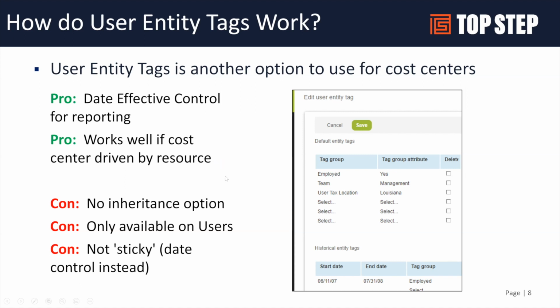The con is it's not a sticky value. So if you make a change, it will change everything in that date from a reporting perspective. The other con is it's only at the user level. As we saw earlier with cost centers, we can apply cost centers at multiple levels of the organization. But for user entity tag, it's really just at a user level. So it's really good for saying I was in this department or I was in this cost center, now I'm in a different one. But that only really gives you value if you only care about the user's cost center or the user's department, and not the transactional data. So very useful, may not be the best for costing reporting.